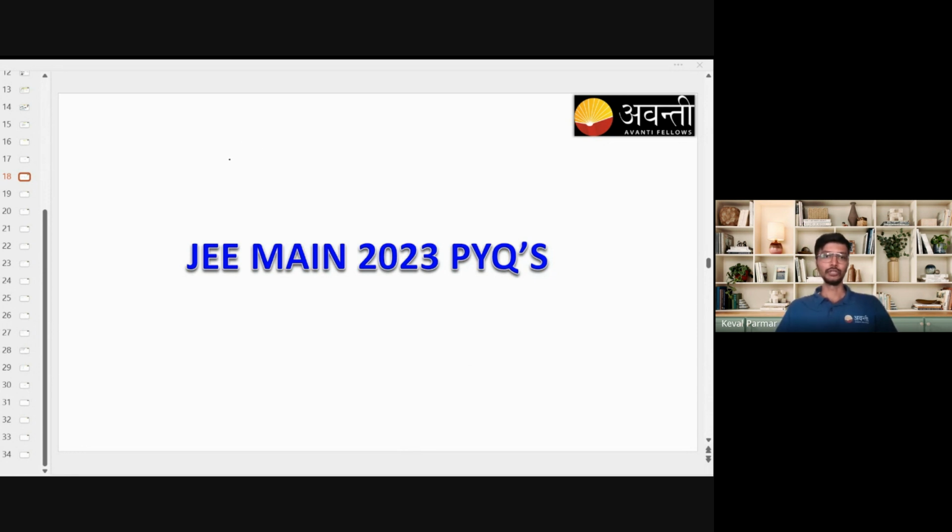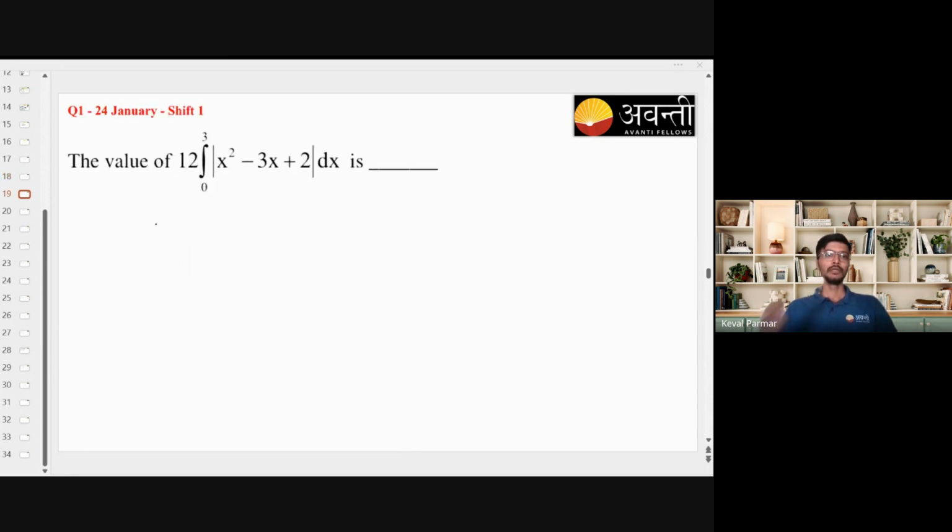Okay, guys. Chalo. The first one: the value of this is asked. I think it is a modulus, so we should use completing the square. Or is it factorizable? It is better we use completing the square, right?